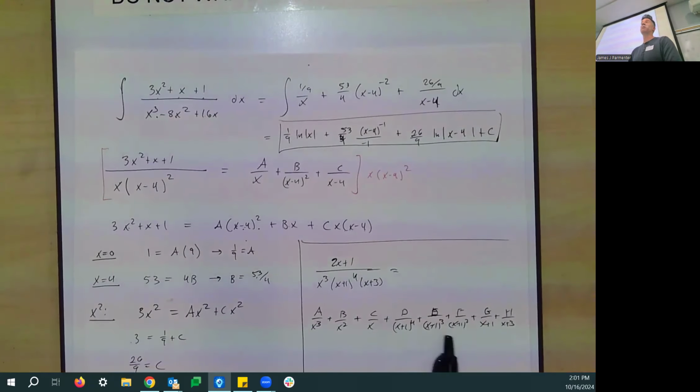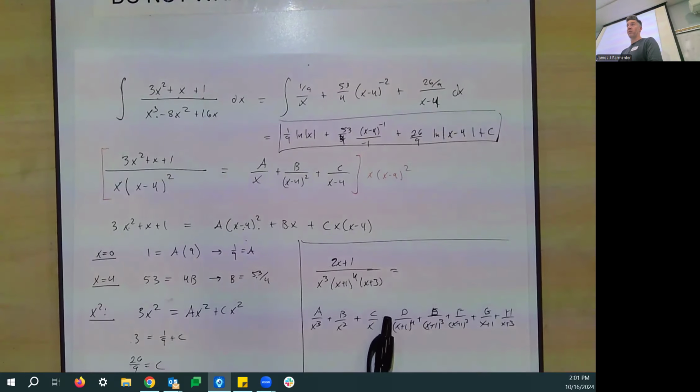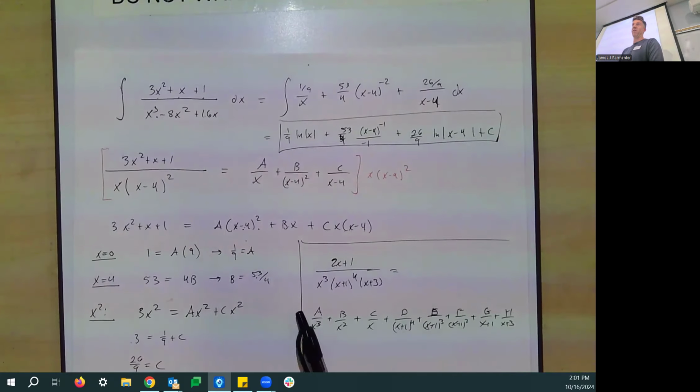That's all I wanted to say was that no one's going to make you do that problem, but someone might ask you what's the partial fraction decomposition that you would start with for this problem. And then they're just asking you to make sure you know about the whole repeated linear factor thing. All right, now I'm really done talking.